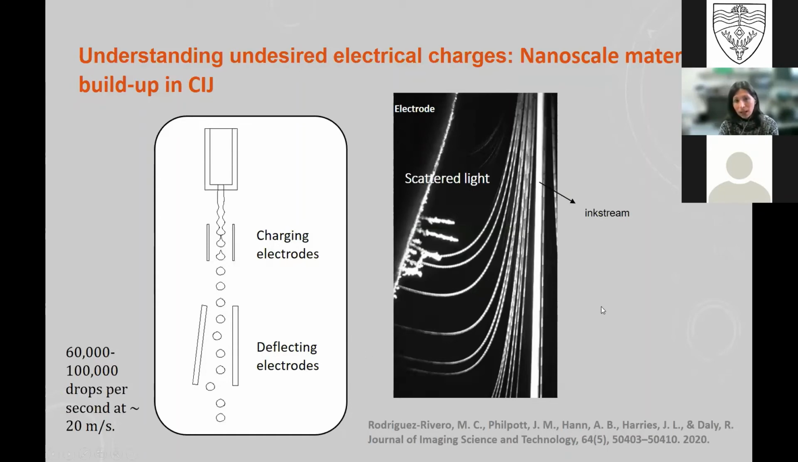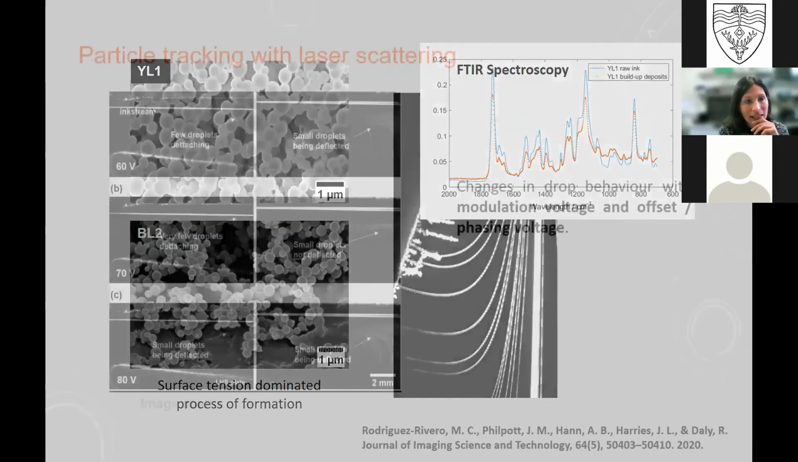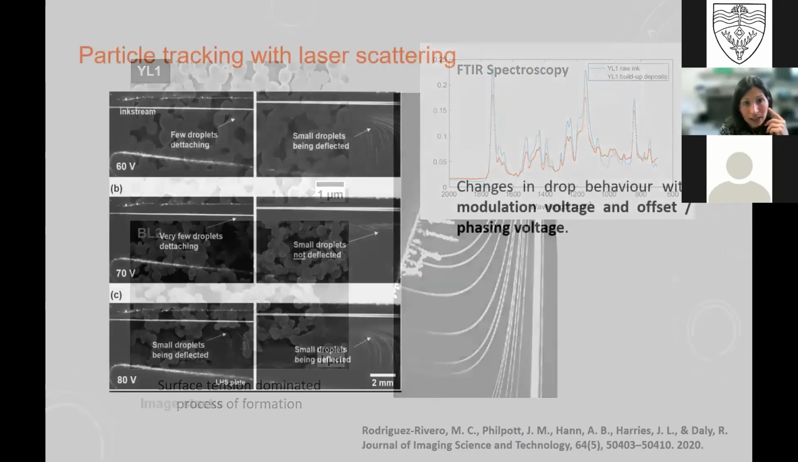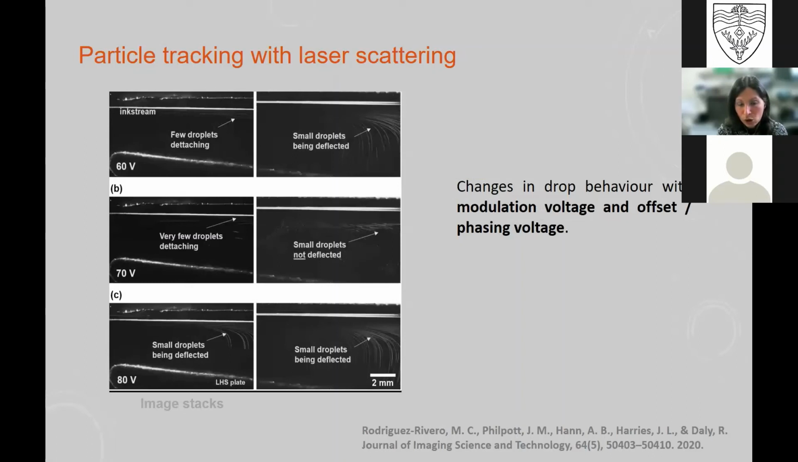So basically what we did was go for some particle visualization with scattered light from a laser, and we checked again the nature of those deposits with SEM and also Fourier transform infrared spectroscopy. So again, you can see how we need to characterize many things in the process, and then basically did some particle tracking with that laser scattering I was mentioning. Those are stacks of the images we got.